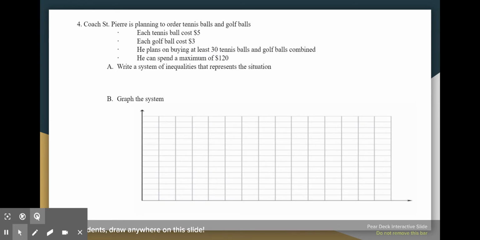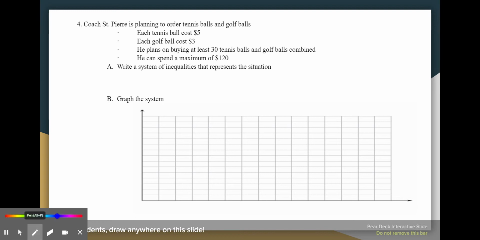Coach St. Pierre is planning to order tennis balls and golf balls. Each tennis ball costs $5. Each golf ball costs $3. He plans on buying at least 30 tennis balls and golf balls combined. He can spend a maximum of $120. So write a system of inequalities that represents the situation.